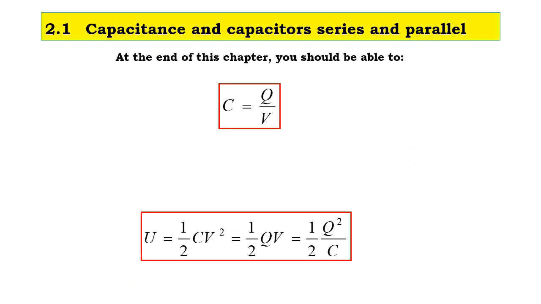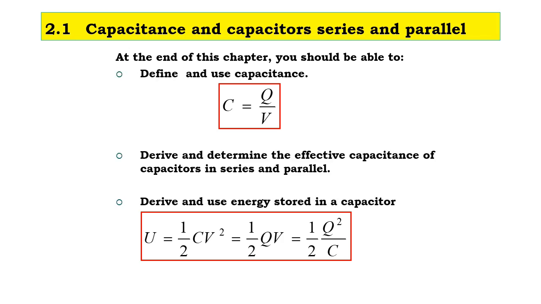Learning outcome 2.1 is Capacitance and Capacitors in series and parallel. At the end of this chapter, you should be able to define and use capacitance C equal to Q over V. You need to derive and determine the effective capacitance of capacitors in series and parallel, and derive and use energy stored in a capacitor. We have three equations related to energy stored. You can use half CV squared, half QV, and half Q squared over C.